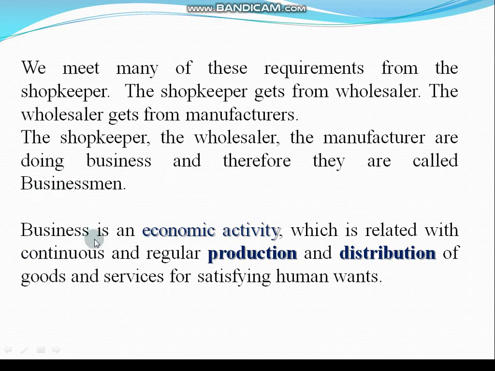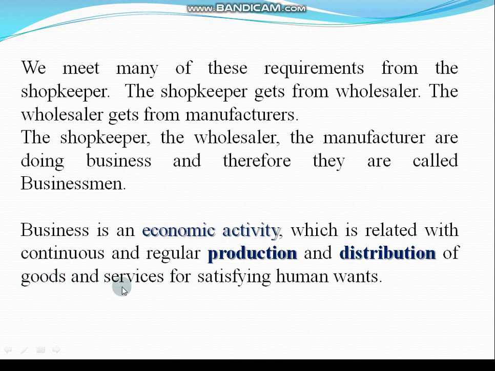So we need to understand exactly what it is. Business is an economic activity. Here you have to emphasize the words economic activity. I already told you what is the base of all business activities: economic activity is the base of all business activity. So business is an economic activity which is related with continuous and regular production and distribution. You should understand what production is and what distribution of goods and services is. So what are these goods and services?